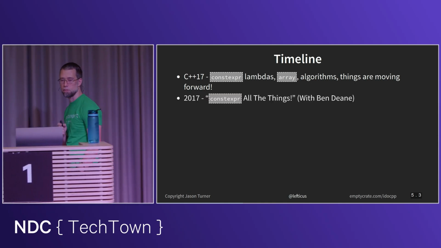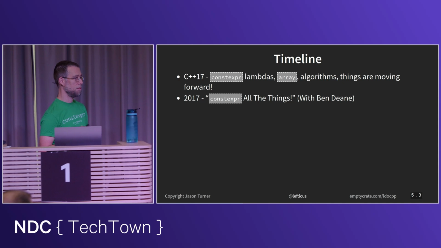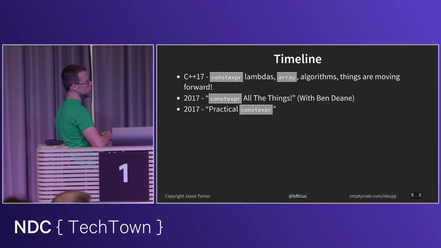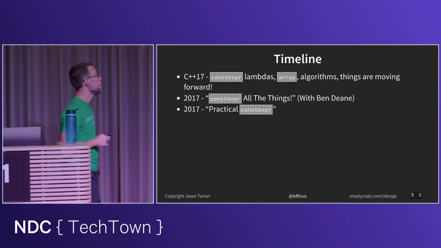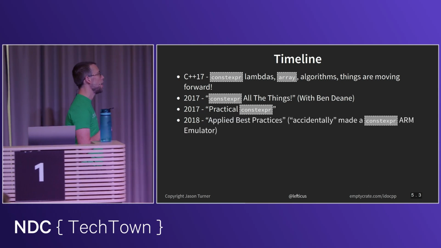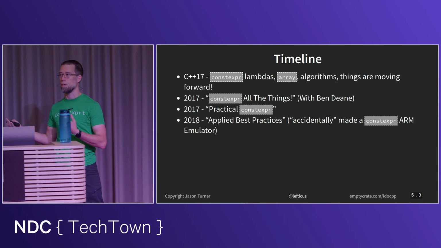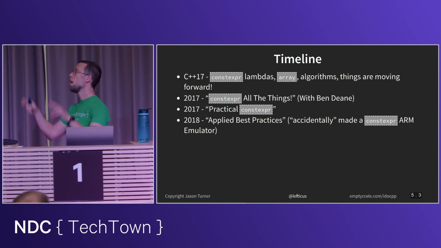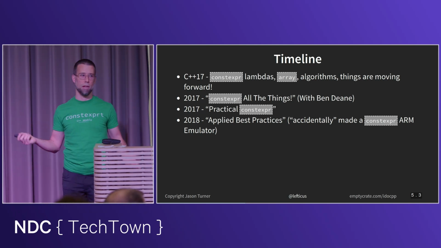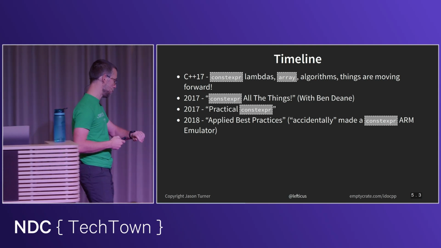Well, random things. In 2017, Constexpr All the Things, a talk that I gave with Ben Deane. That was definitely about constexpr. In 2017, Practical Constexpr, again, that was at Meeting C++. In 2018, I gave this talk, Applied Best Practices. I tried to write a new greenfield project from scratch, applying all the things that I say are best practices, and I accidentally made a fully constexpr-capable ARM emulator. You can execute a bunch of ARM instructions at compile time if you choose to.